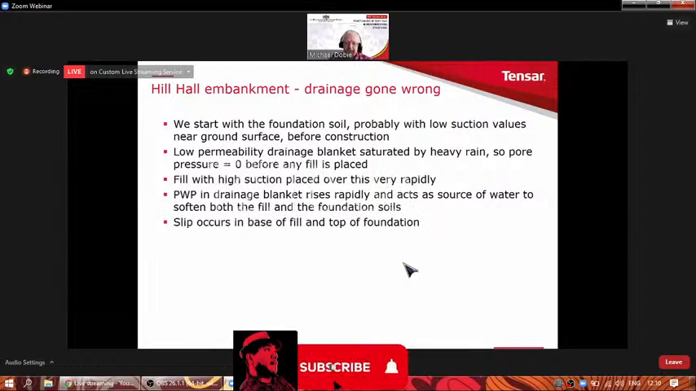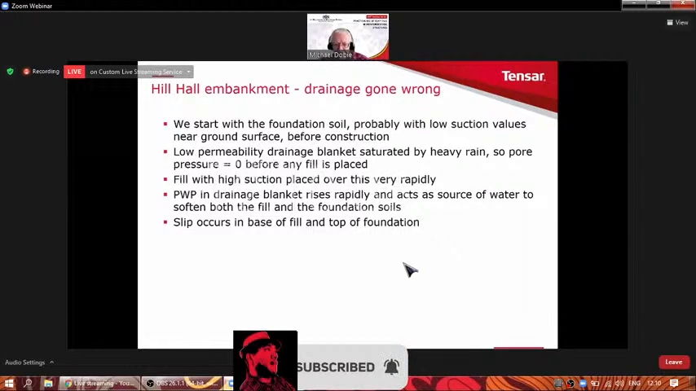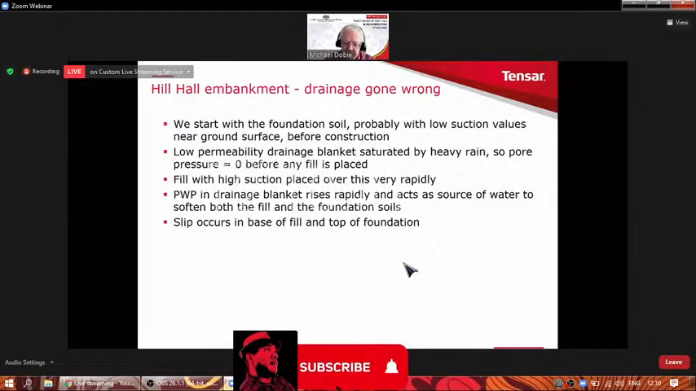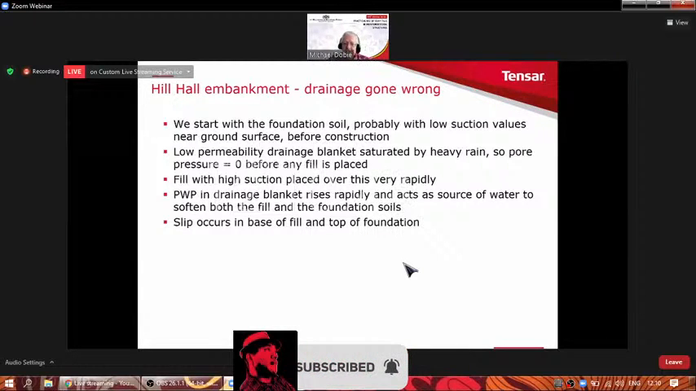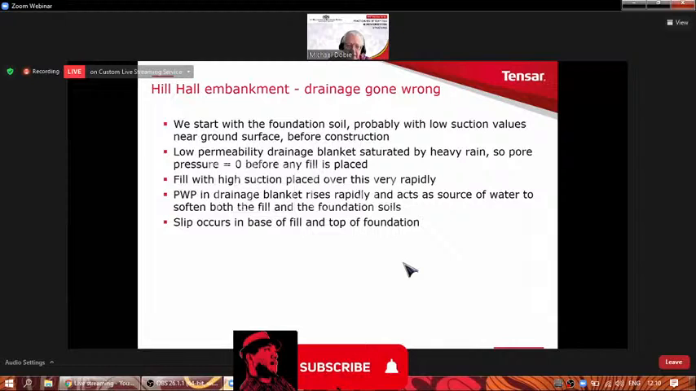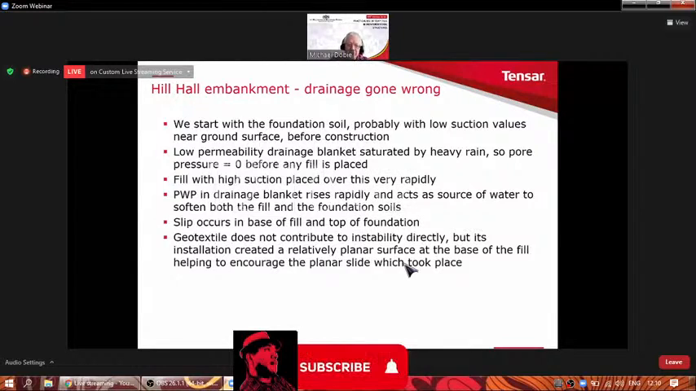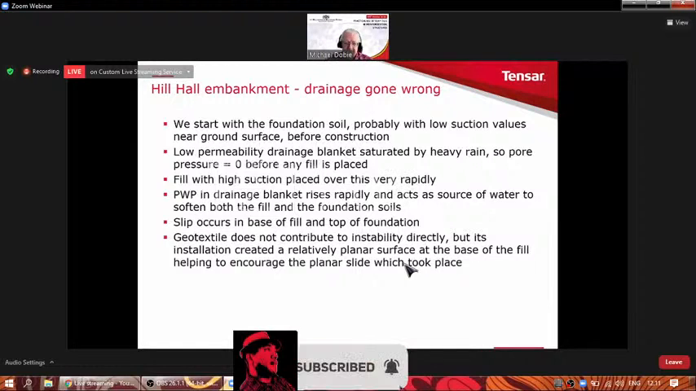clay fill. And when it softens sufficiently, the strength reduces enough, even on that very gentle slope, to create a failure. And the failure took place either just above or below the drainage blanket, either in the base of the fill or the top of the foundation. There was a geotextile separator placed above the granular layer. It didn't by itself contribute to the failure, but the problem was it gave a rather plainer surface, making it rather easier for that sliding to take place.